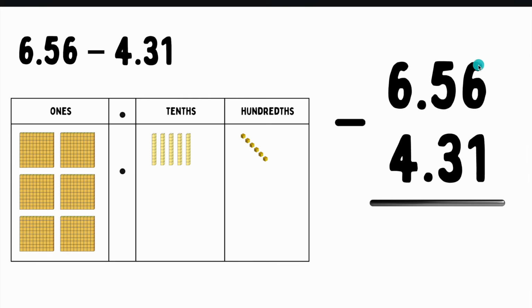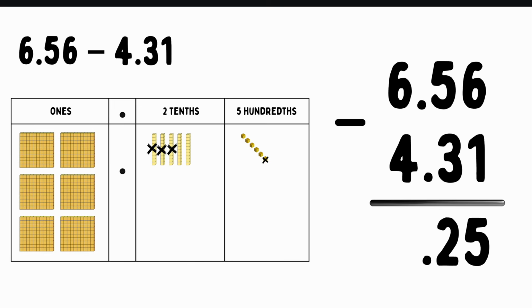Now let's start by subtracting the digits in the hundredths place. In the hundredths place, we have 6 minus 1. Let's subtract 1. Now we have 5 hundredths. Now let's subtract the digits in the tenths place. In the tenths place, we have 5 minus 3. 5 tenths minus 1, 2, 3. We still have 2 tenths left.